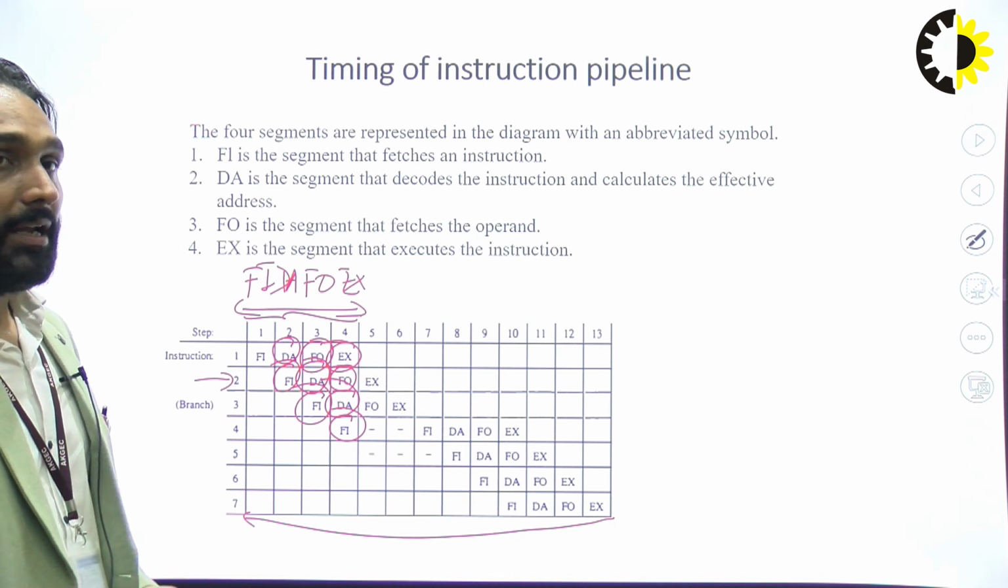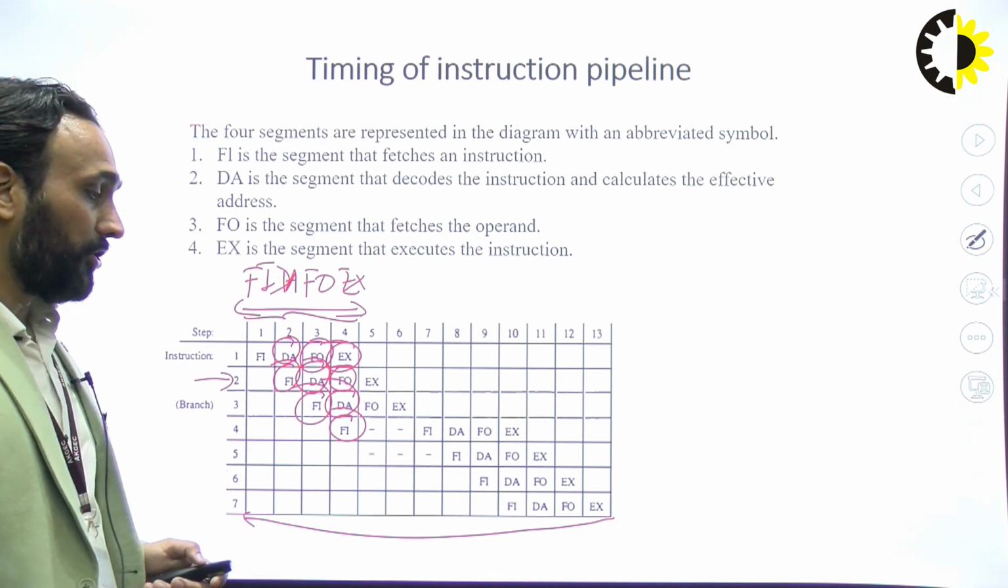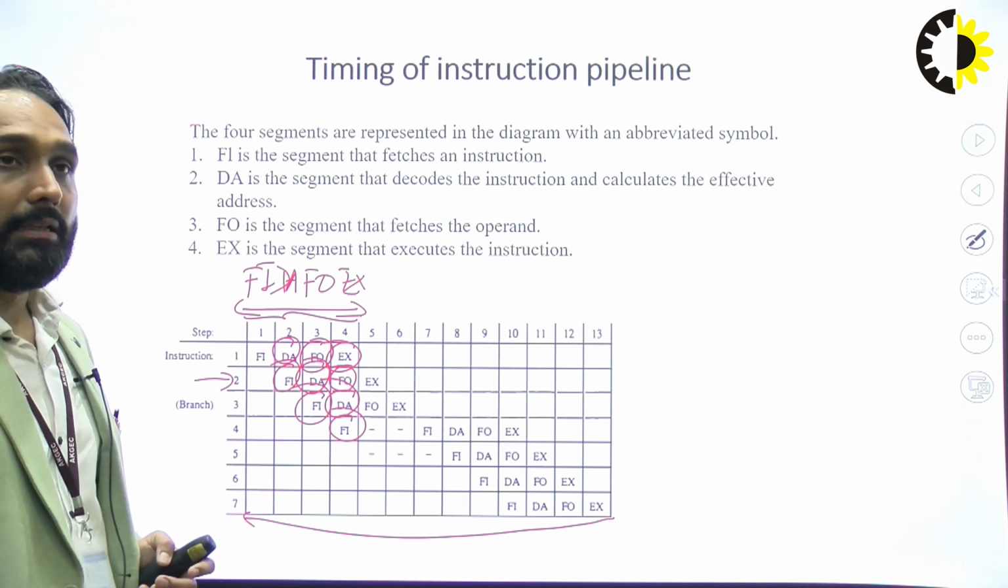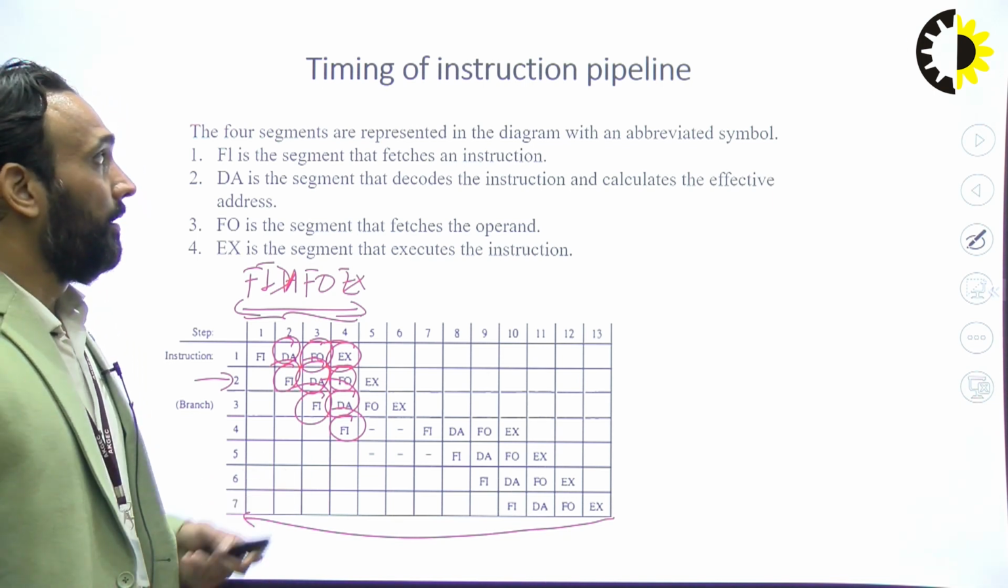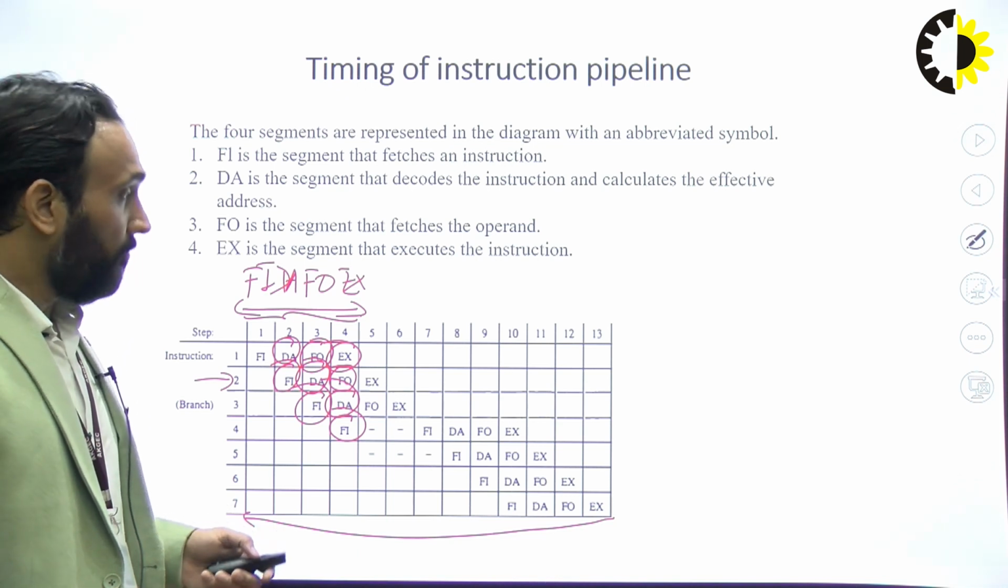So pipelining helps to execute an instruction in sub parts in 2 manners. First one is arithmetic and second one is instruction pipeline. So hopefully you understand this topic.